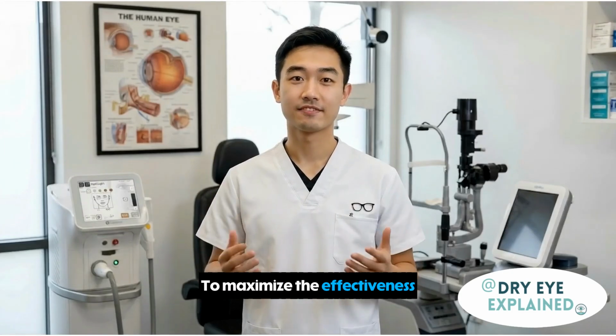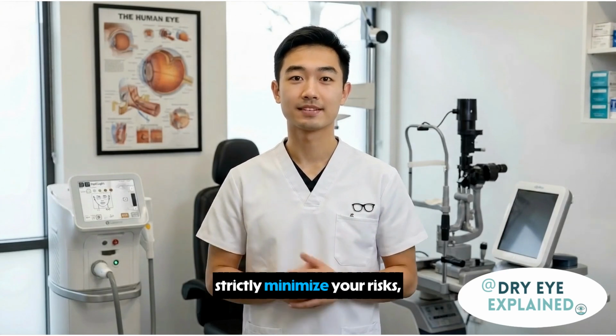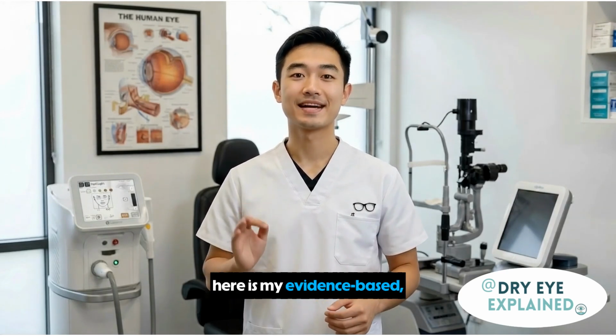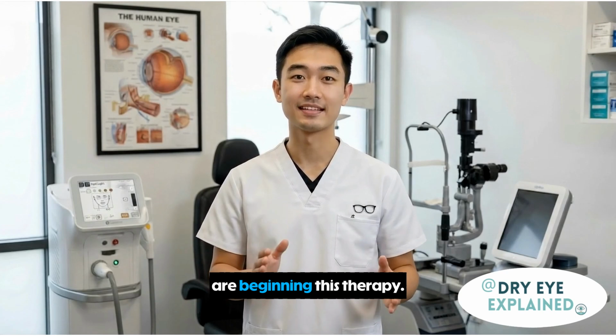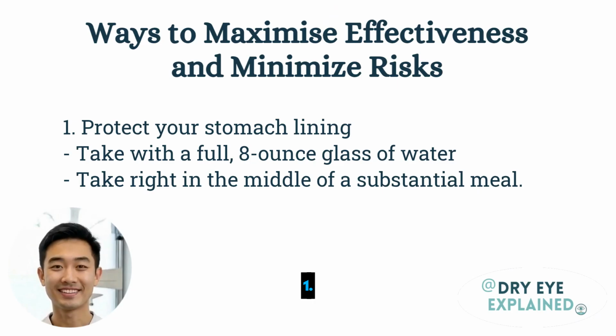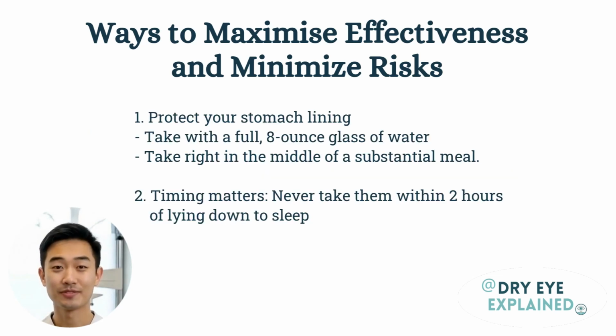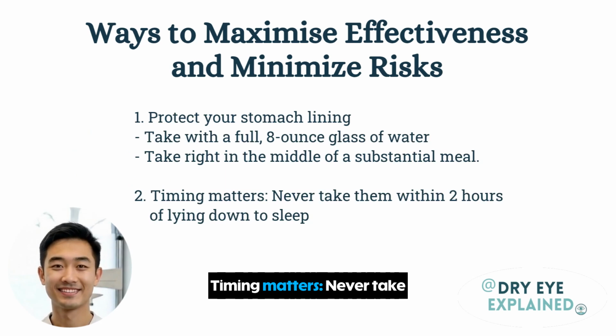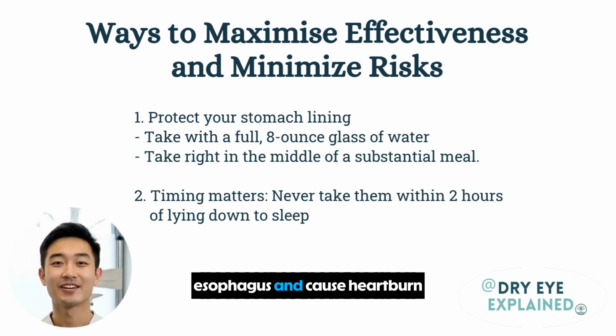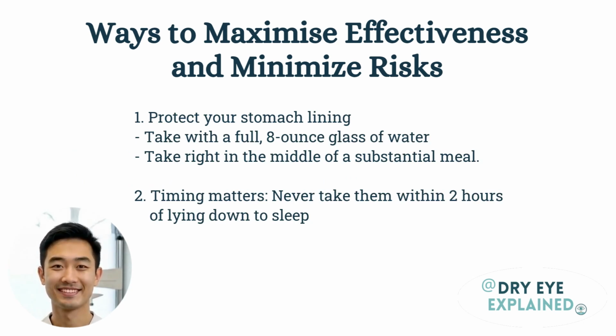To maximize the effectiveness of these medications and strictly minimize your risks, here is my evidence-based, actionable advice if you are beginning this therapy. 1. Protect your stomach lining. Always take these medications with a full 8-ounce glass of water and right in the middle of a substantial meal. 2. Timing matters. Never take them within 2 hours of lying down to sleep, as the capsule can sit in the esophagus and cause heartburn or ulceration.